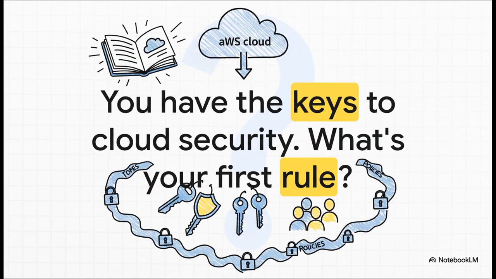So there you have it. You now understand how the rulebook works, how roles give people the right keys at just the right time, and how policies make sure all the rules are followed. You're in control. So my question to you is, now that you hold the keys, what's the very first rule you're going to write?